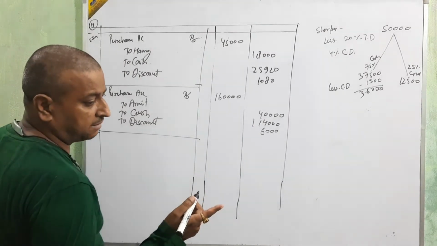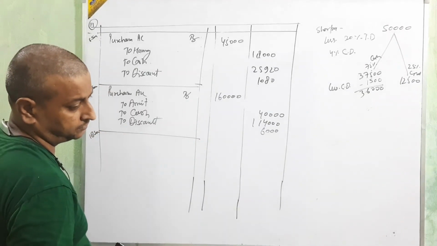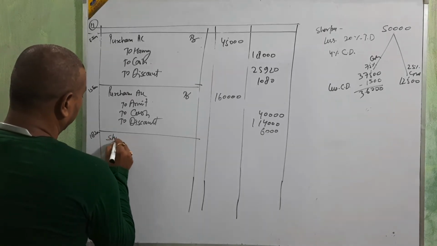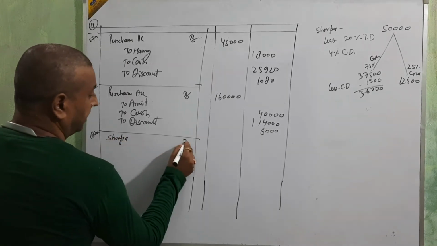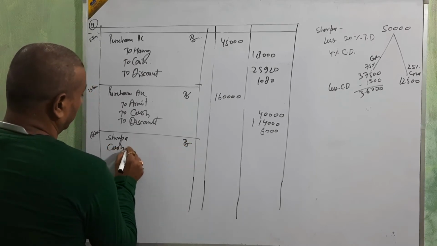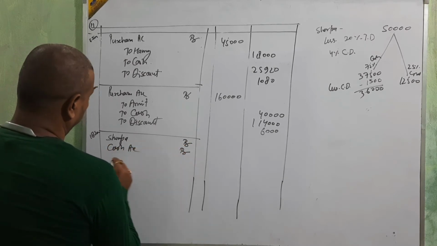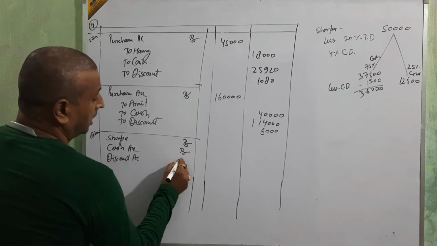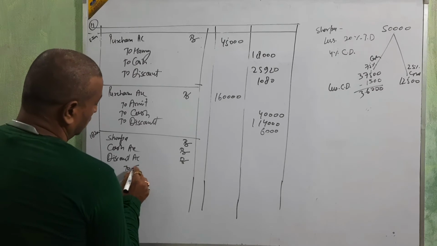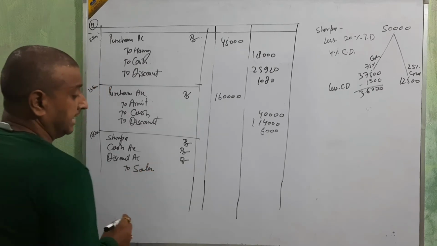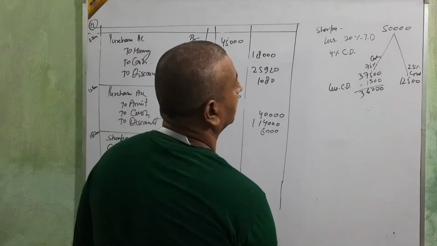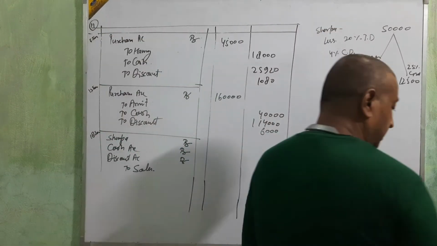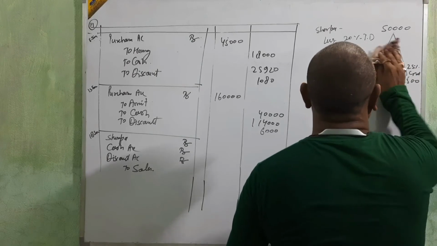We are going to sell or purchase? Sold. Sold. It means Sherpa account debit, cash account debit, discount account debit, to sales. In sales, wait. First we are going to less the 20%, beta. We are not less the 20%. Wait.